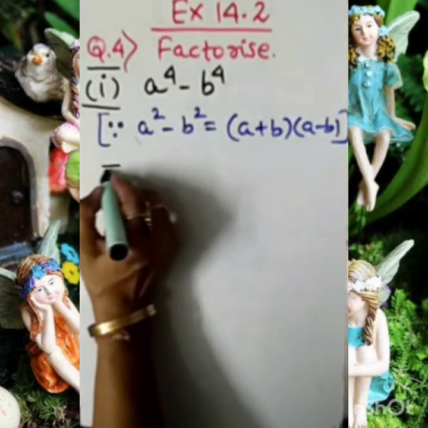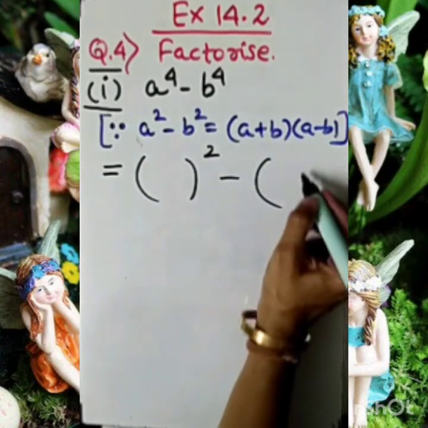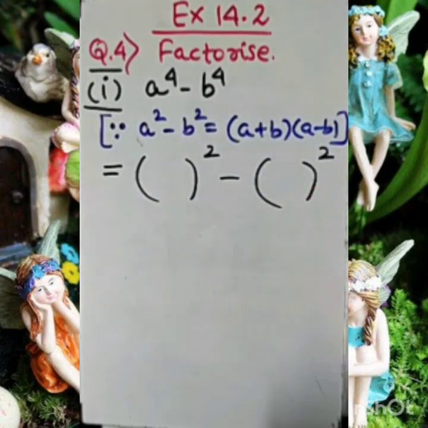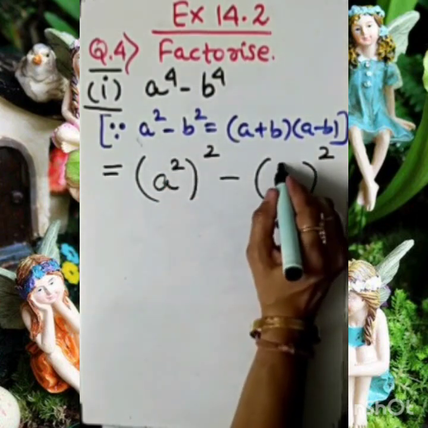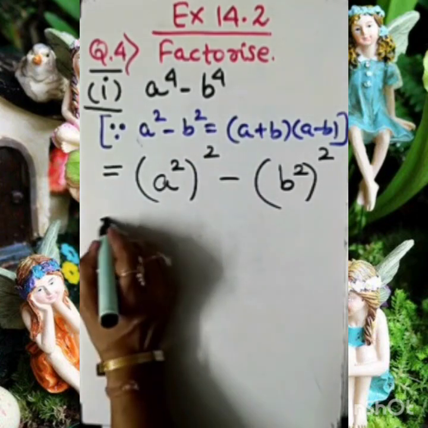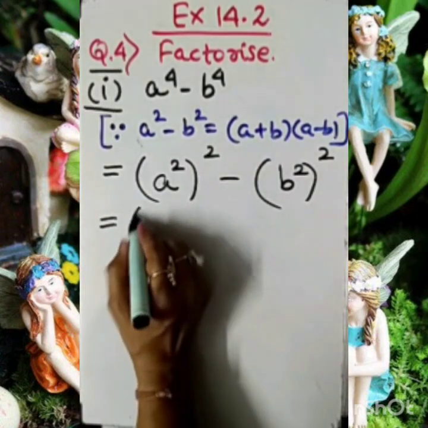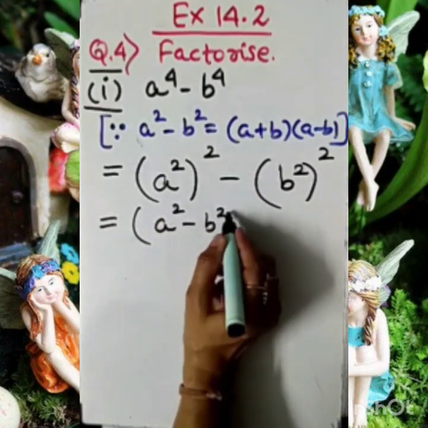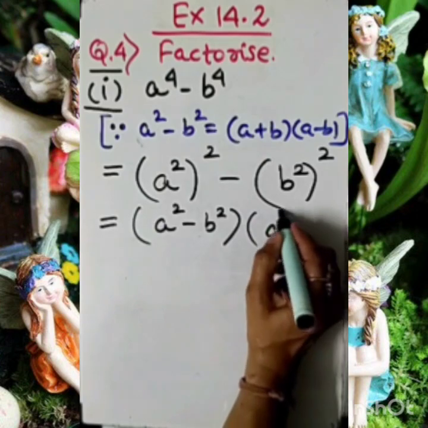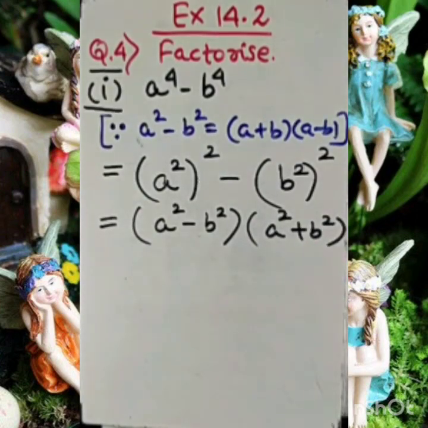So my dear student, let's apply it here. This is the square of something and this is also the square of something. So I need to mention here this is the square of a square and this is the square of b square. So the next step is a square minus b square and a square plus b square. This is the first step of the solution.